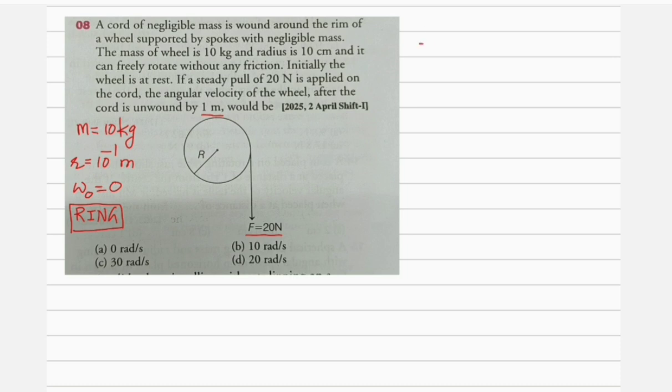Guys, for the ring, moment of inertia I will be m r square. So this will be 10 kilogram into 10 raised to minus 1 squared, that is 10 raised to minus 2. So in total I will get 10 to the power minus 1 kilogram meter square. This is the moment of inertia I. Alright.